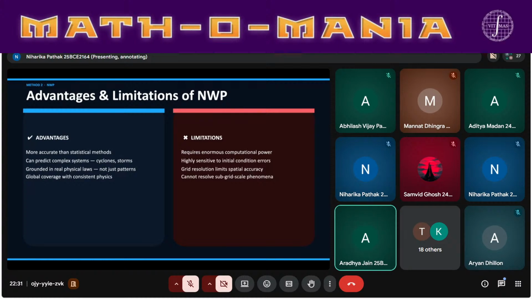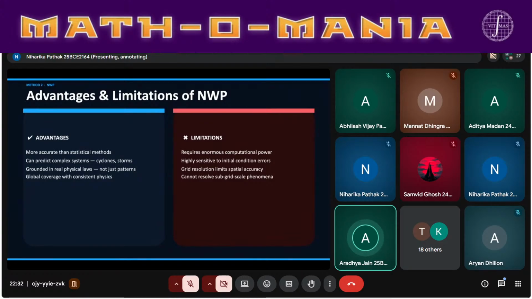And of course, it uses real physical laws, so it's not just patterns. We are actually finding the results. The limitation of this method is that it requires enormous computational power. As someone mentioned earlier, it is very time consuming and requires a lot of calculation. So this will obviously require a lot of computational power, which is hard to get.